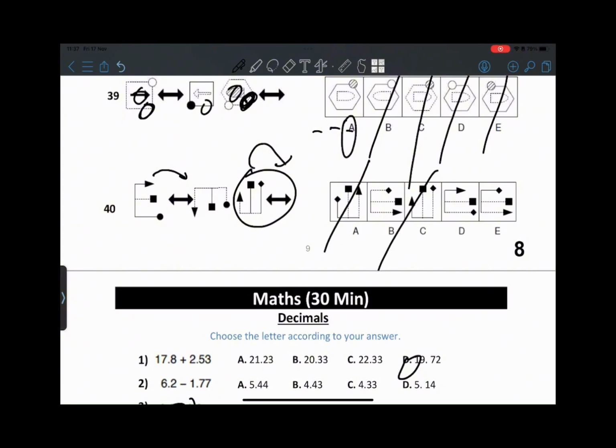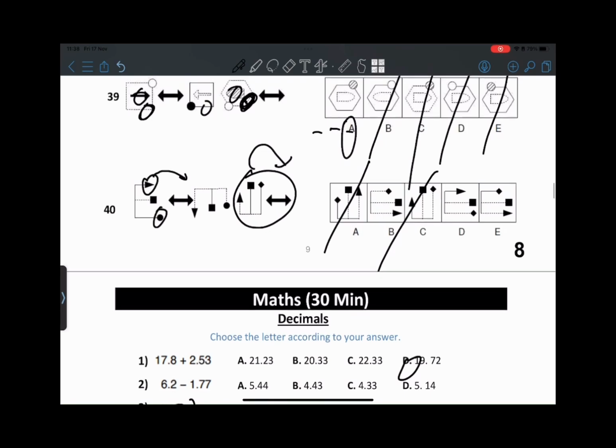And once you rotate it, it looks like they swap positions. So the triangle goes to the end, and the circle goes to that end. So if we're going to swap positions here, the diamond goes here and the triangle should go there. So diamond should be on the shortest stick. Cancel out D.